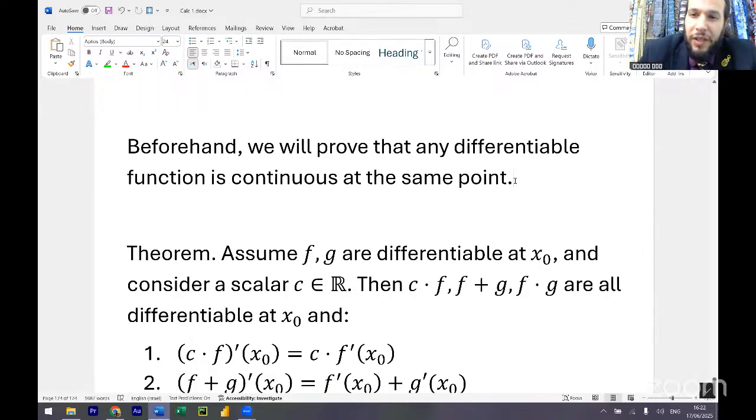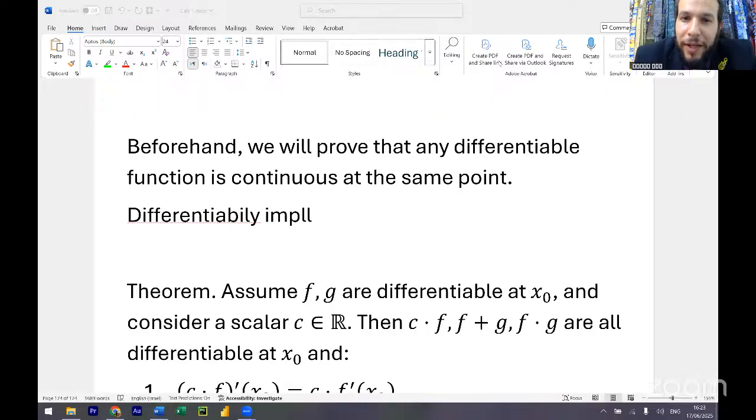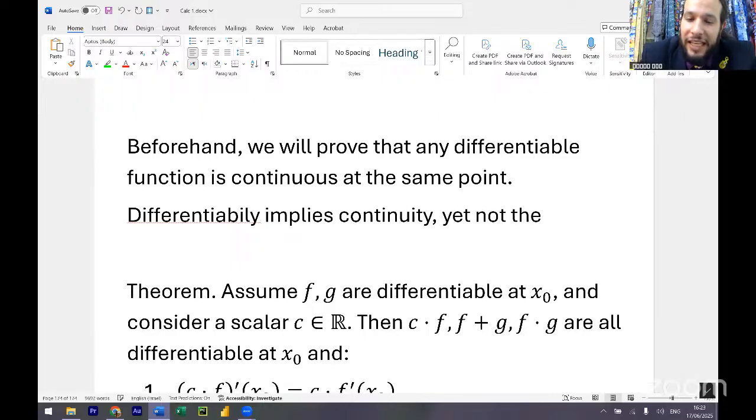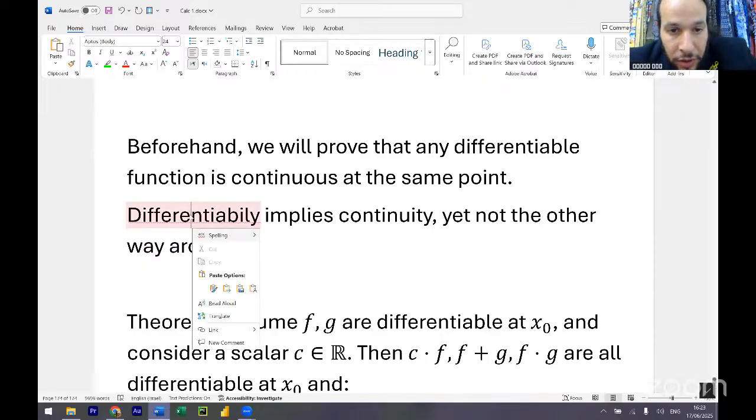So differentiability implies continuity, yet not the other way around. Who can tell me a continuous function which is not differentiable?